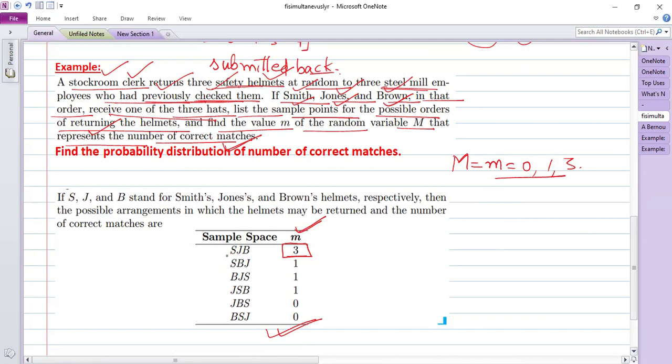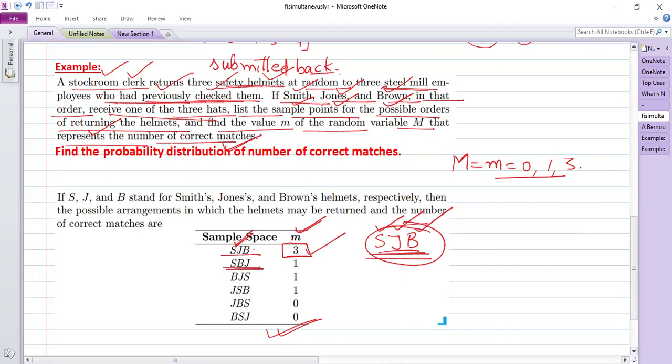So if you see here, Smith returned back first, then Jones, and then Brown. What is the meaning of correct matches? Correct matches means if they return the helmet in the same order in which they received it in the morning. So if in the evening they return in the same order, Smith first, then Jones, and then Brown, then there are three correct matches.